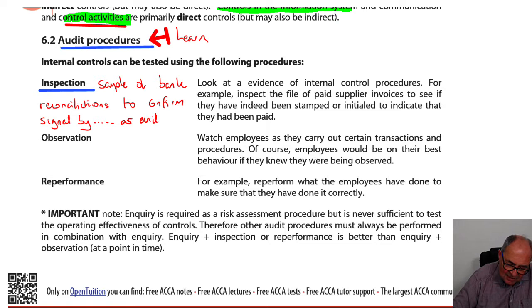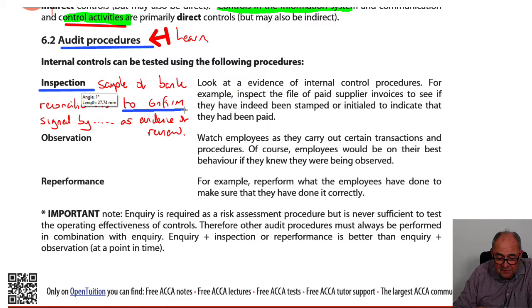So Barry did the bank reconciliation. Barry's manager, Matilda, then reviewed it and signed it. So notice the structure of my sentence. Inspect to confirm what? I'm not inspecting to confirm a number. That's a substantive test. I'm inspecting to observe a control. The control is the signature by the manager. I'm making sure that control is in place.